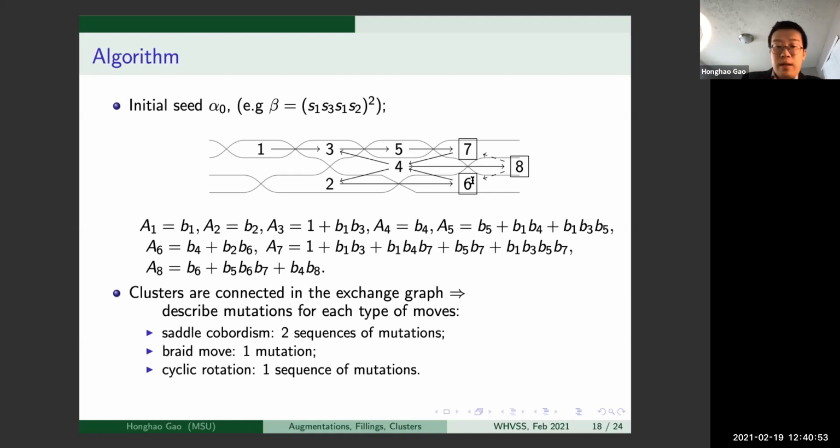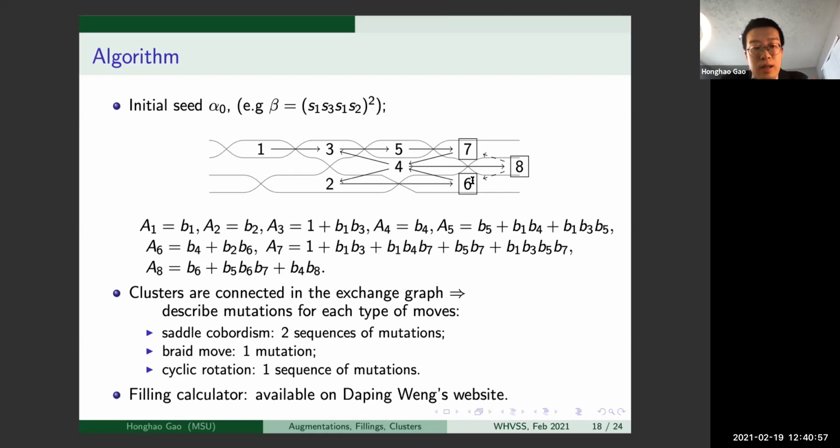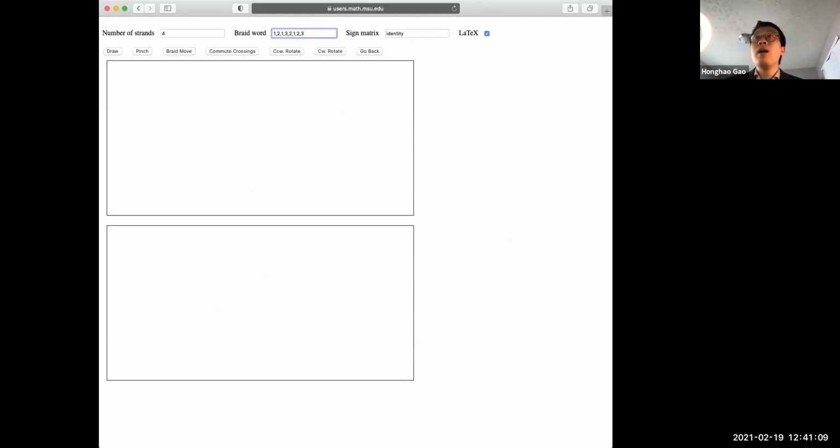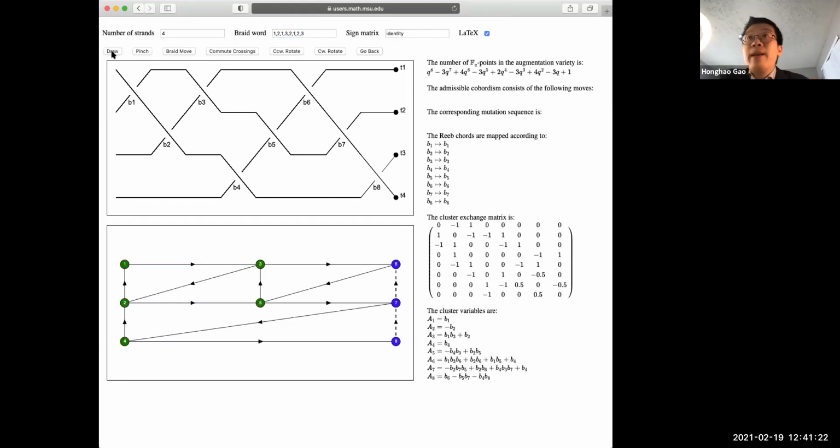And you can implement all of these mutations in a calculator. My collaborator did this. It's really cool. Let me show you how it works. So here I set the number of strands to be 4, and I put a braid here. This is an arbitrary braid, and then you can just draw. So you can see the braid here. What's written down here is the initial quiver, and what's written down here is a set of initial cluster variables. And then you can do the move any way you want.